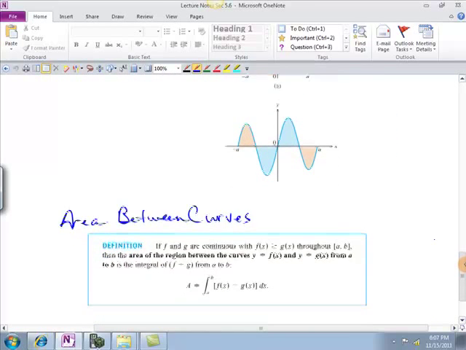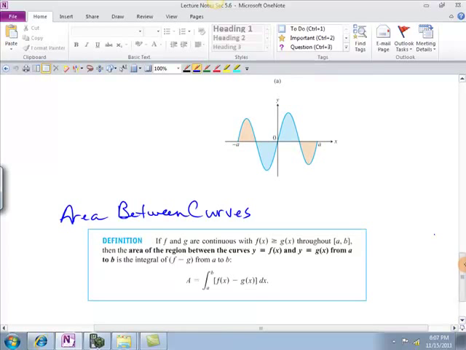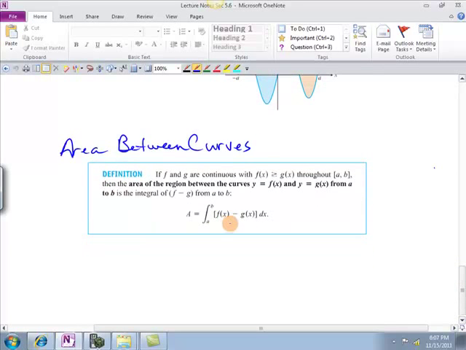Area between curves. And this is a formula, so to speak. If you have an f of x and a g of x, and you've got an interval from a to b, if you want to find the area between those curves, it's the integral of f of x minus g of x. And you always use the one on top to be the one you're taking from.